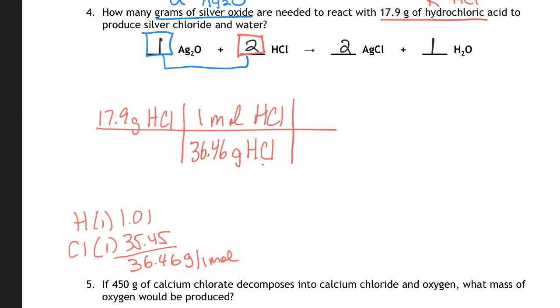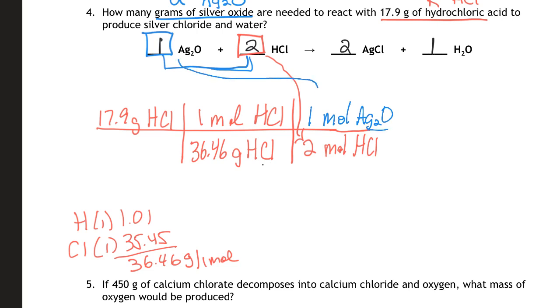Again, always looking for that point where I've got mole of something, and I've got it right here. So I'm going to go ahead and put in my mole ratio. 2 moles of HCl, so that's going right down here. And now I can cross my bridge and go from there to there. So to 1 mole of Ag2O. So my other mole ratio is going right there. Ready to continue my problem.